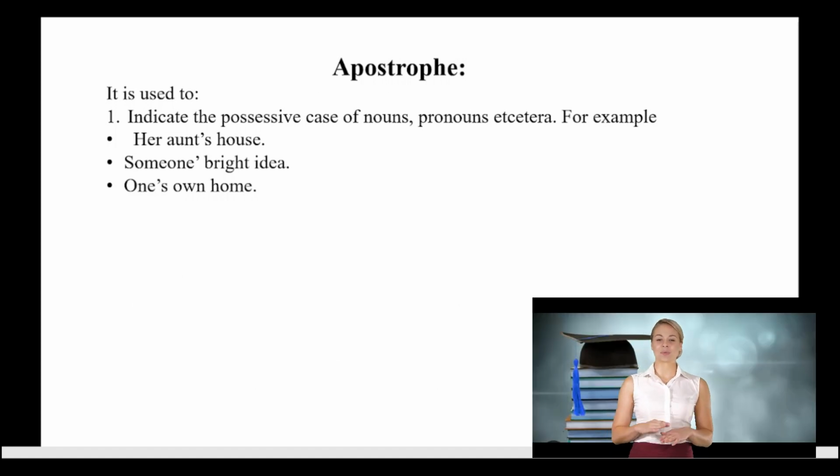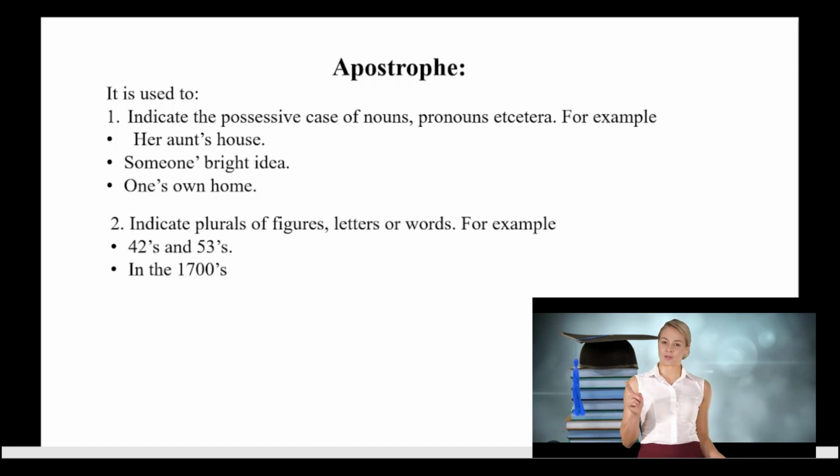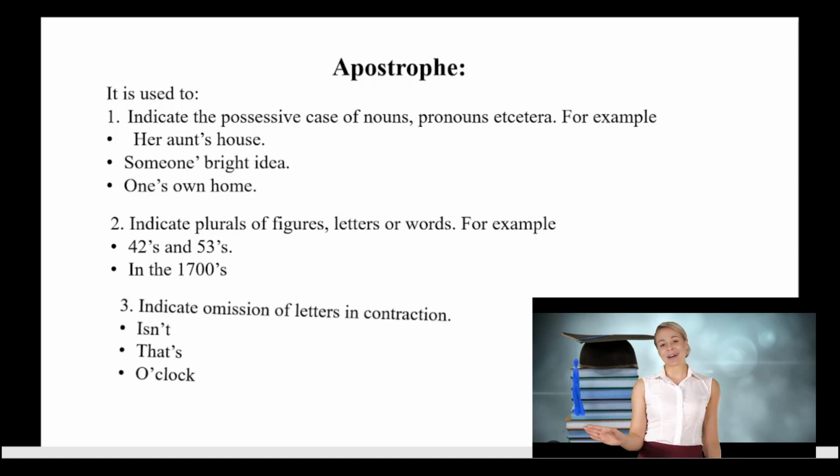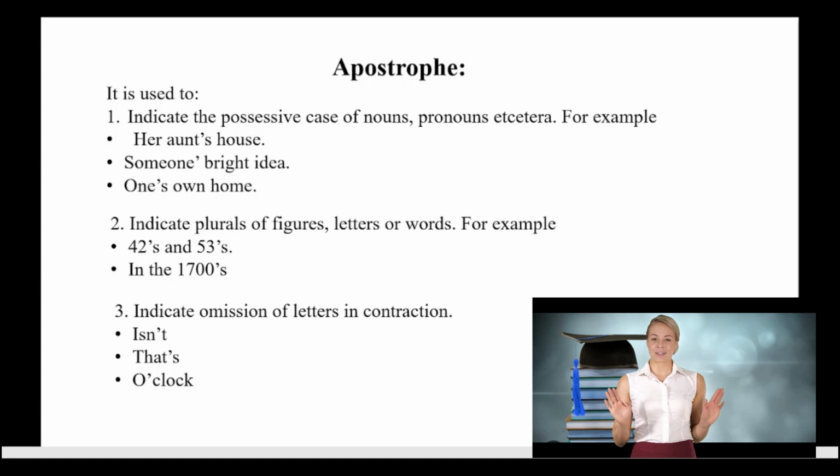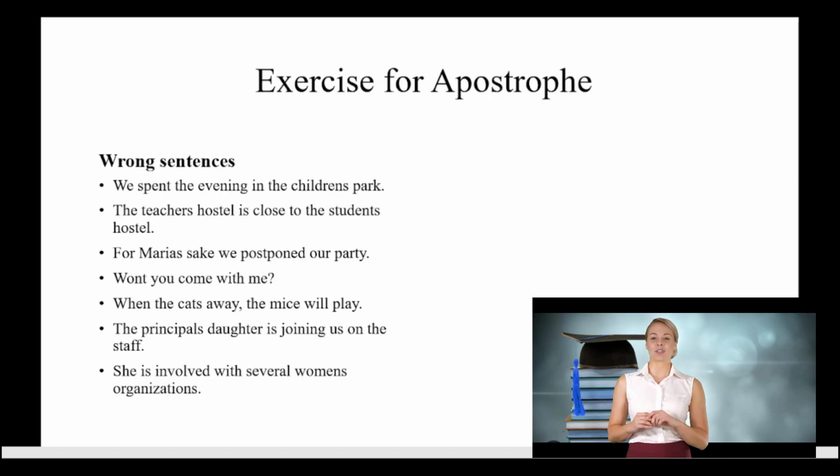Apostrophe. It is used to, one, indicate the possessive case of nouns, pronouns, etc. For example, her aunt's house, someone's bright idea, one's own home. Two, indicate plurals of figures, letters or words. For example, 42s and 53s. Three, indicate omission of letters in a contraction. For example, isn't, that's.